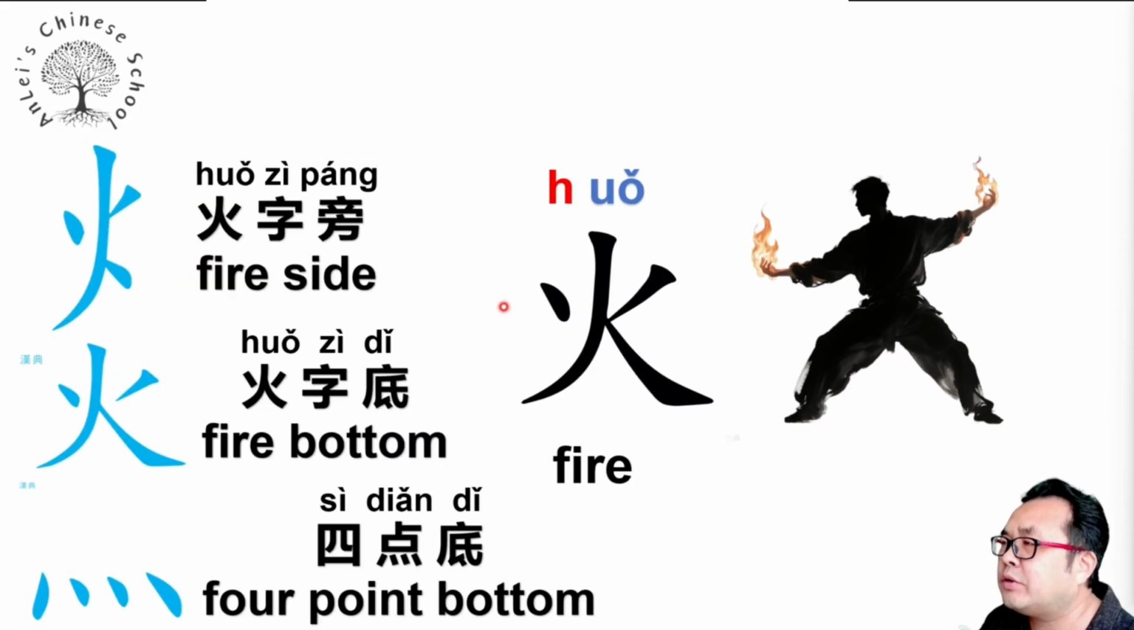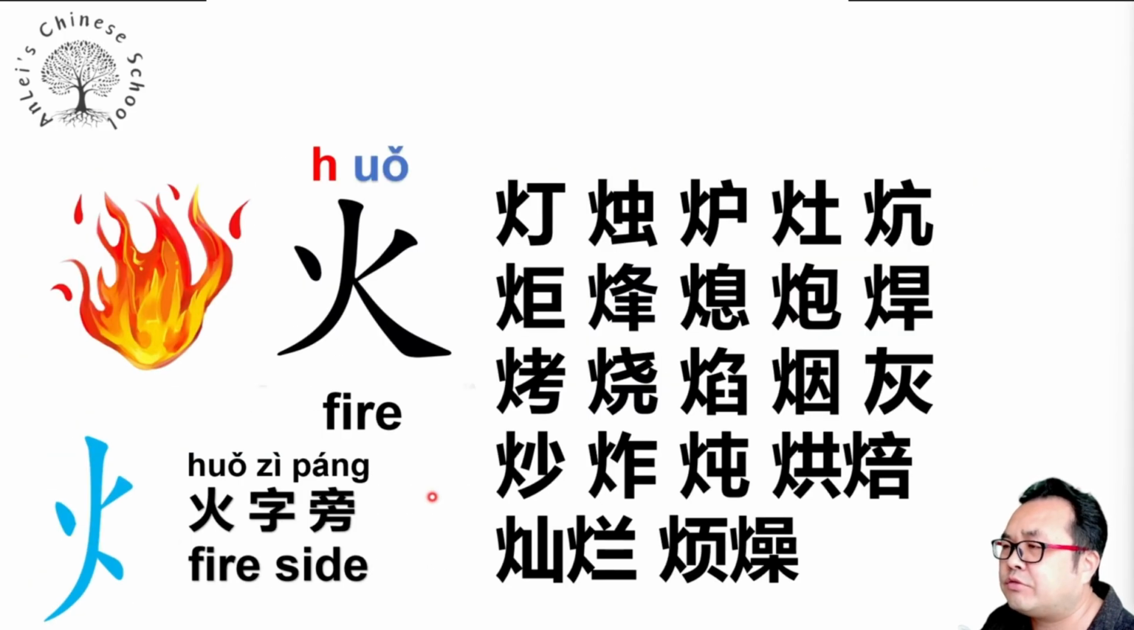火 is also an important radical. There are three forms. One is called 火字旁, fire side. Normally it's on the left side of a character. Another one is 火字底, fire bottom. It's on the bottom of the character. Another one is 四点底, 4-point bottom. It symbolizes a flame of the fire. Normally it's on the bottom of the character. As a fire side, there are so many characters. These are frequently used characters. I didn't show those we seldom use.